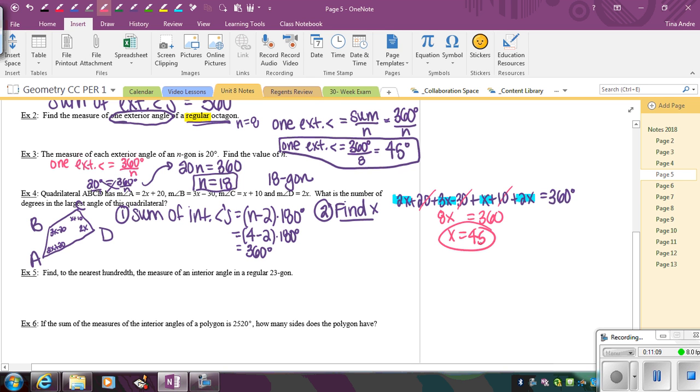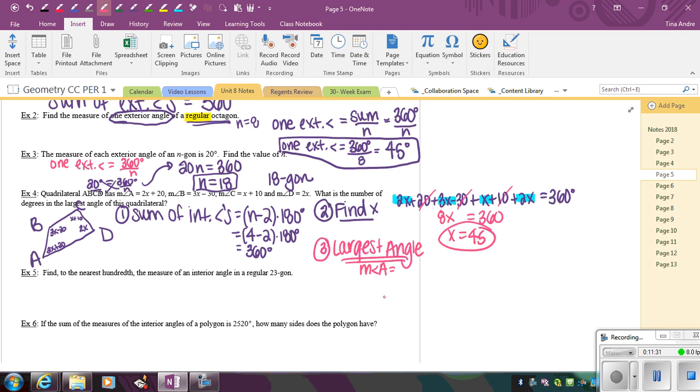The third part of this is to actually answer the question. So you're going to have to find the largest angle. So that means you're going to be plugging these back in. So you're going to find angle A by plugging in. I'm not going to show the substitution just because of the space here. So I'm doing 2 times 45 plus 20. So I get 110.